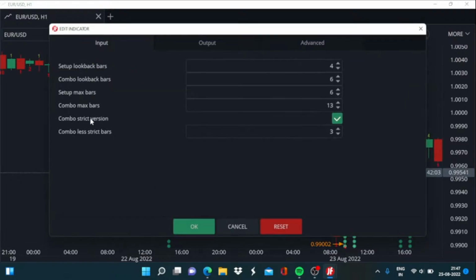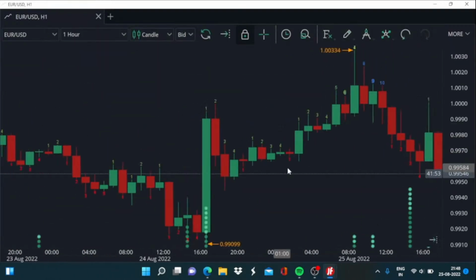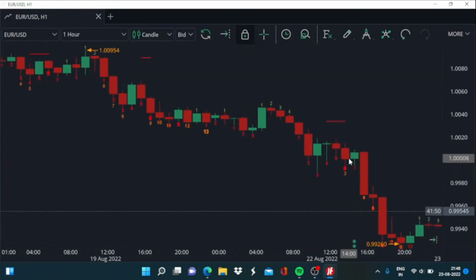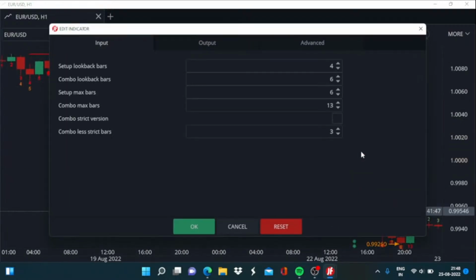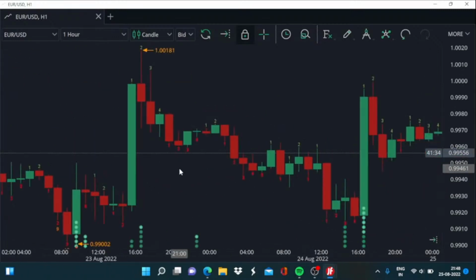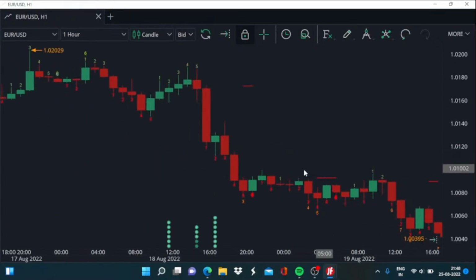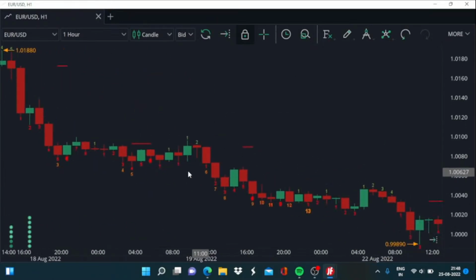Now let's see what more can be done. Combo max bars are defined at 13. Combo strict version, we can opt out or opt in for the strict version, so that can be edited. Combo less strict bars, you can also tinker with these number of bars. Now I have these support and resistance levels defined closer to the price action.